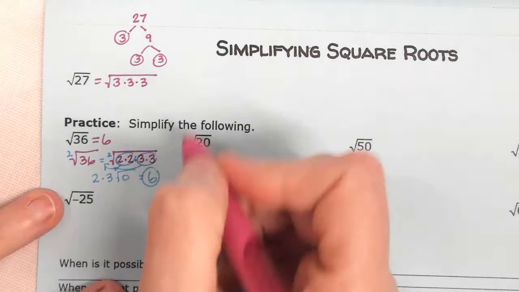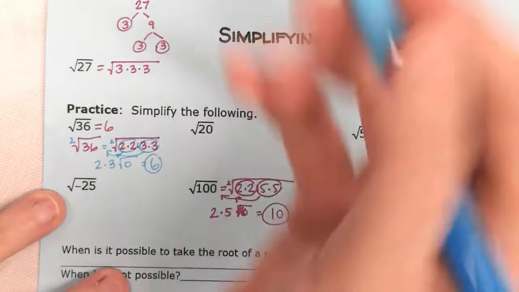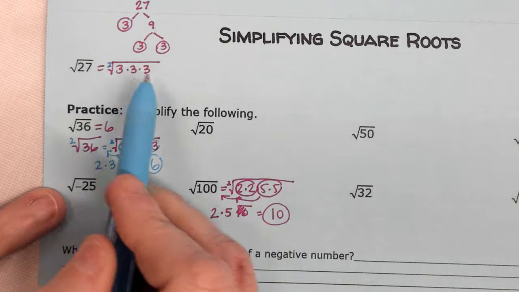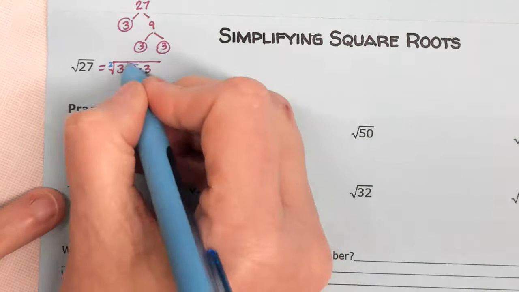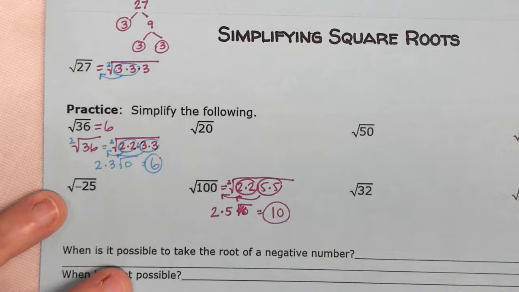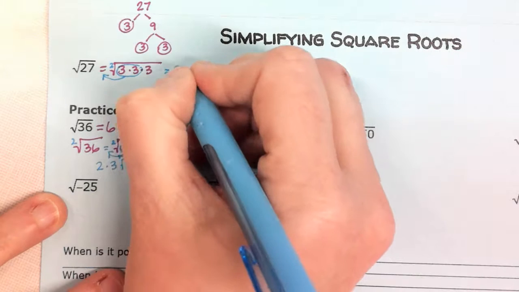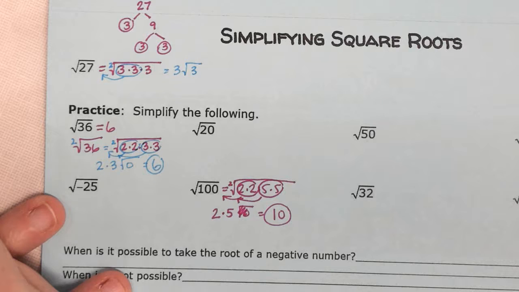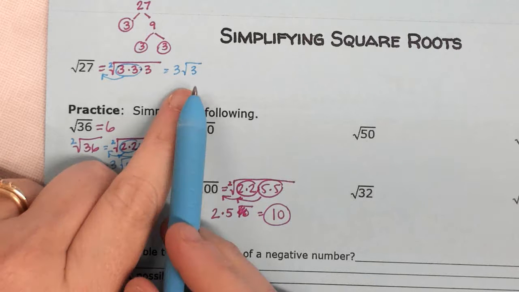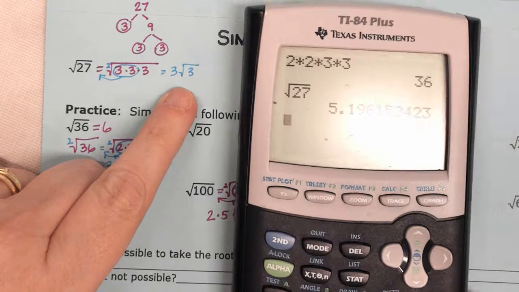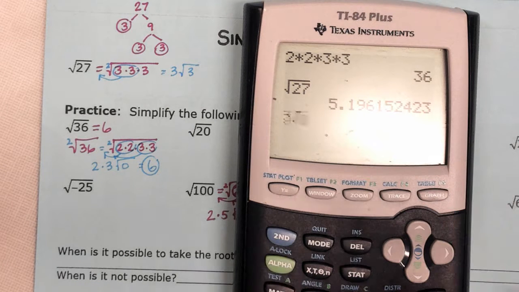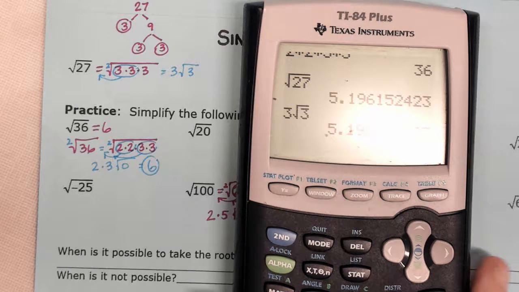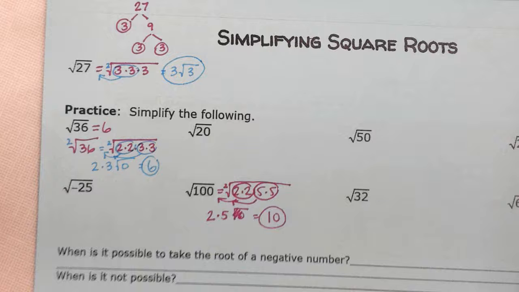Okay, great. Now, what is my invisible index? Always, it's 2. So that means I have to take these out from under in pairs. So there's one pair. Change that pair for a 3 on the outside. What's left under the radical? So the answer is 3 square root of 3, because I can't take that other 3 out, since it doesn't have a buddy. Now if I put 3 square root of 3 in the calculator, I get the same garbage, which means they're equivalent. So when we talk about simplifying radicals, that is what we want to do.